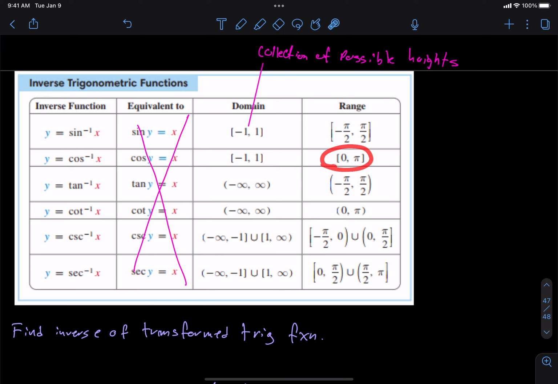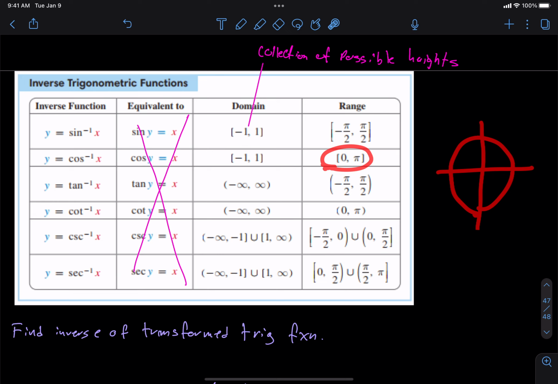Why 0 to pi for cosine? For cosine inverse, we do 0 to pi. Why not -pi/2 to pi/2? Why are the angle outputs of cosine inverse different than those of sine inverse? Yeah? Because there's an x value we're looking for instead of a y value. Yeah, we're looking at an x value. The possible x values range from -1 to 1.